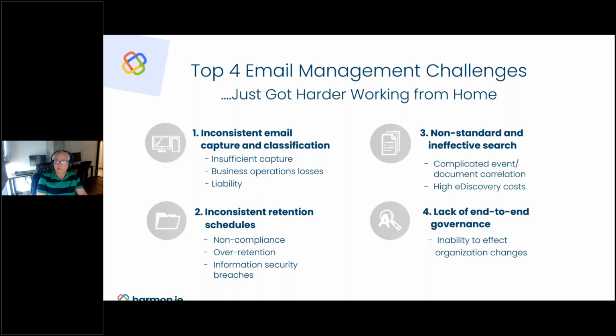Three, non-standard, ineffective search. One of the things we're going to talk about is SharePoint, since we're talking about Microsoft 365, with SharePoint being the repository of record. If you save a lot of things and you don't classify them accurately, it becomes very difficult to find that information. If things are not stored consistently and you don't have a good search mechanism, it's really a double whammy. It's not only stored improperly, you also don't have the right tools to find things, and then it becomes very expensive to do e-discovery and to find information when you need it.